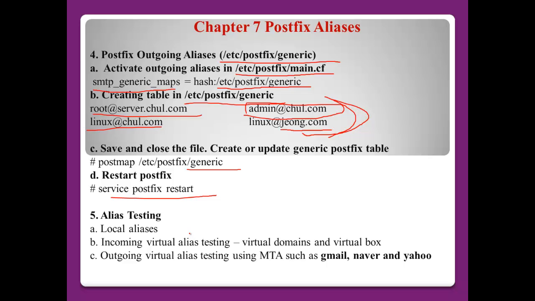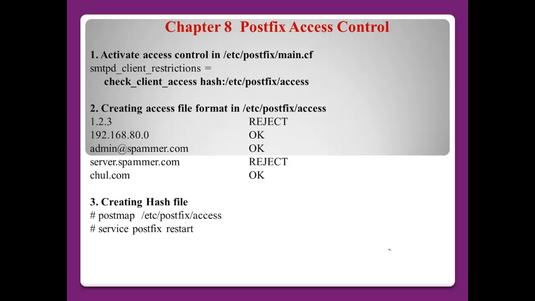So in chapter 7, Postfix aliases, I explained 5 things: local aliases, the incoming virtual alias things, the 3 kinds, and the outgoing virtual alias things. So for the testing, I will test this one, and the incoming virtual aliases, I will test the virtual domain and virtual mailbox. And for the outgoing virtual alias testing, I will also test outgoing to Gmail, Naver, and Yahoo like this. And chapter 8, Postfix access control.